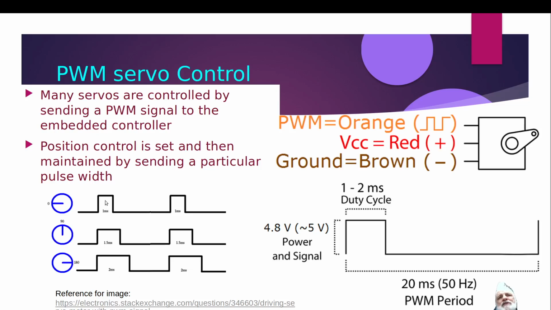But then you adjust the width of that pulse. Depending on the type of servo motor, you can either control the speed by adjusting what they call the duty cycle, or the width of this pulse, or you can just adjust the angle of the servo motor.